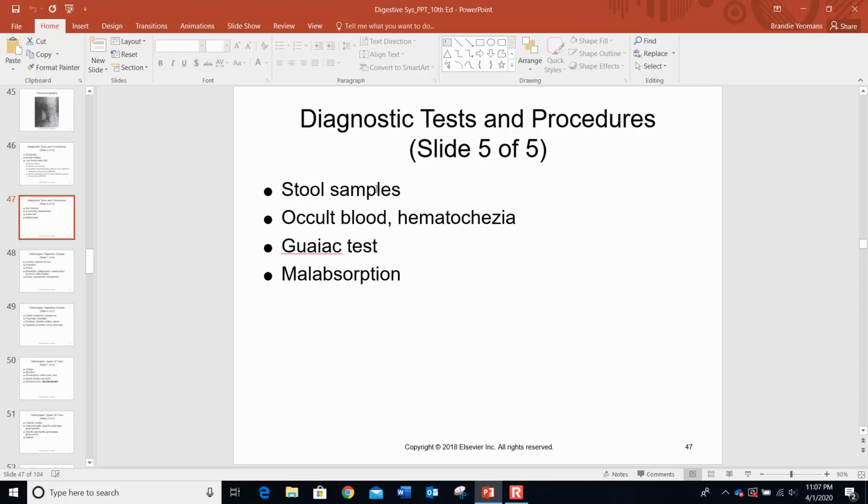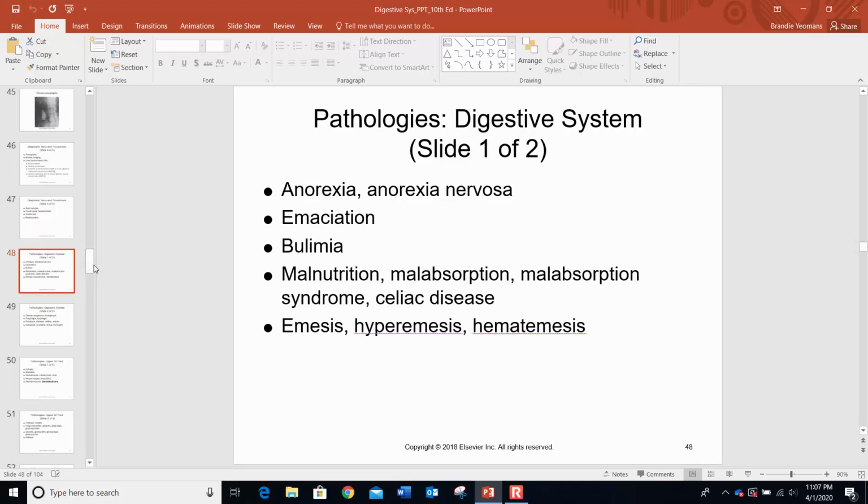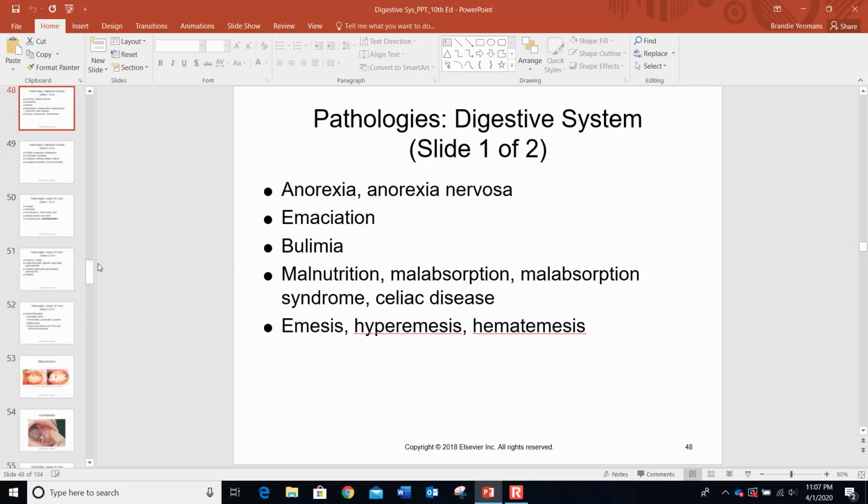Some other tests, stool samples. We're looking for occult blood. Occult means hidden. We would do that guaiac test. That's really easy. That's something we can do in the office, and it typically takes 2 seconds, not a big deal.